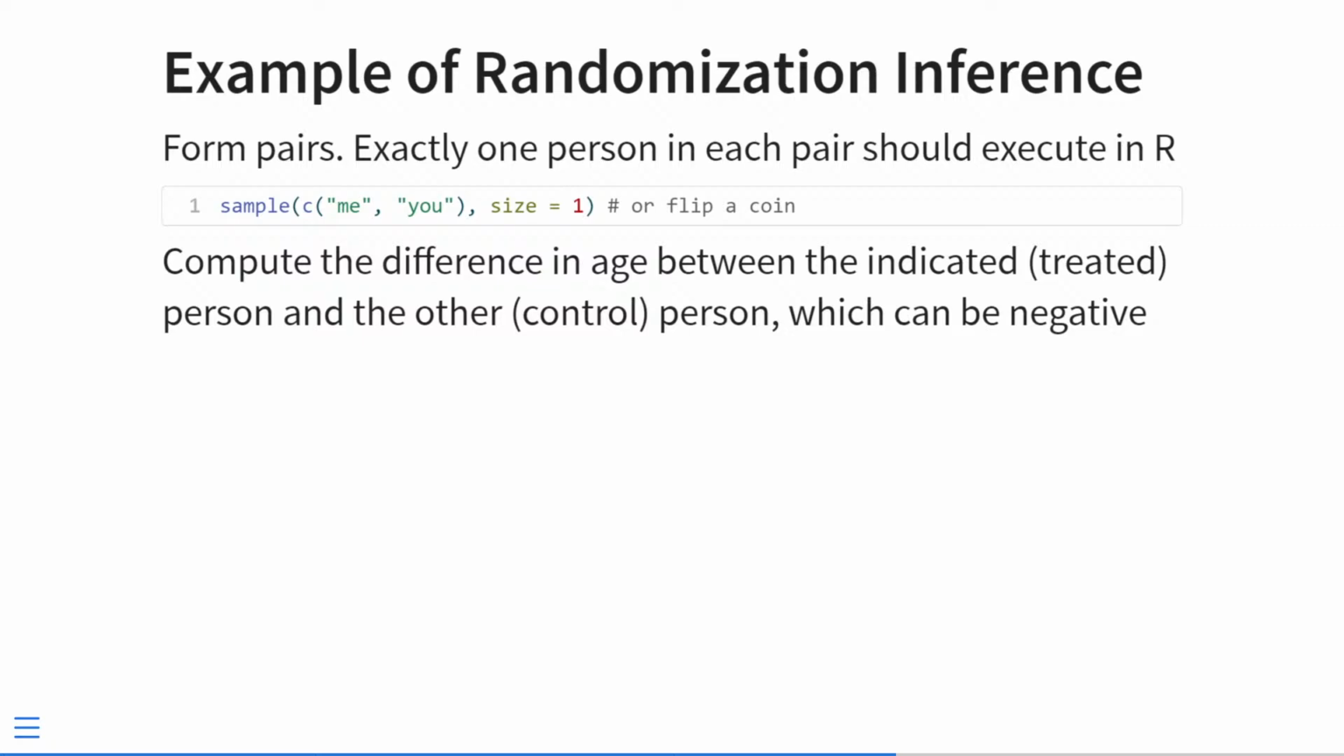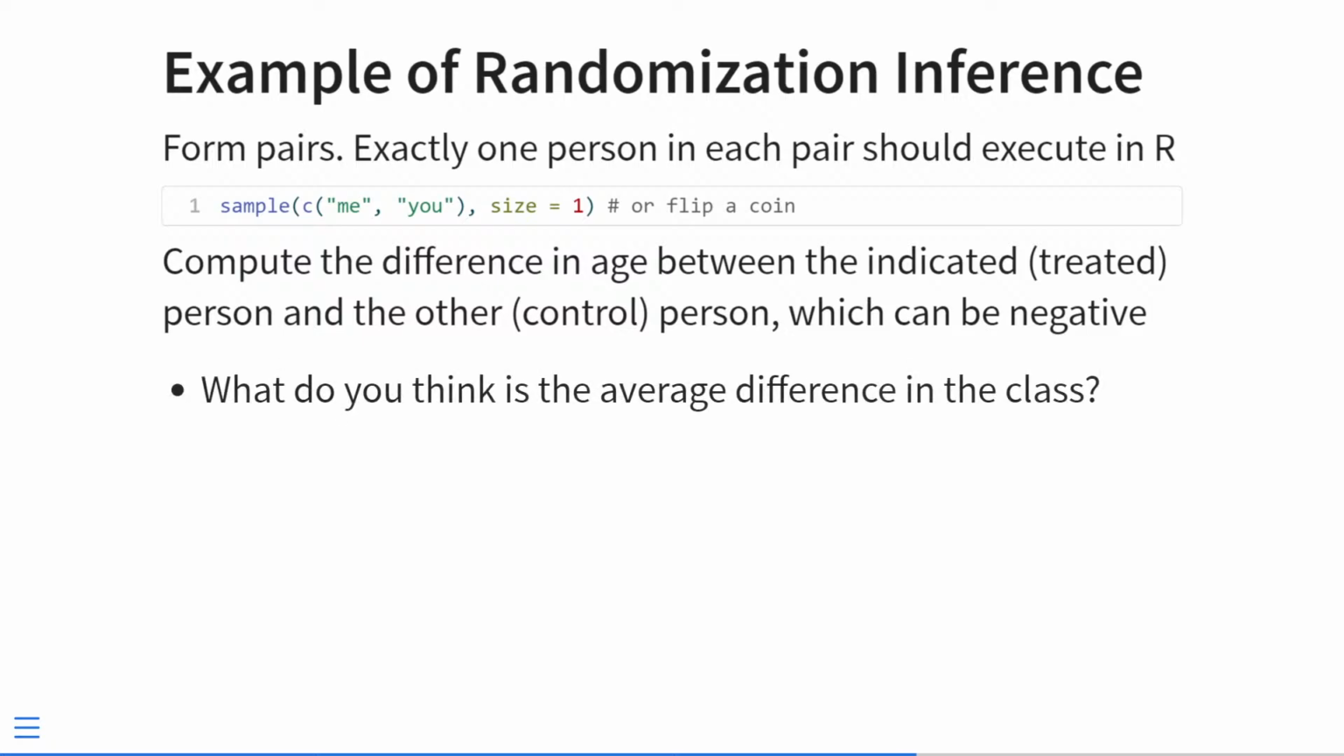Okay, so we're learning something about your neighbors. That's all. But abstractly, what do you think is the average of these differences between the age of the treated person and the control person in this class, if you randomize who is treated and who's control? 0. We would expect the difference to be 0.